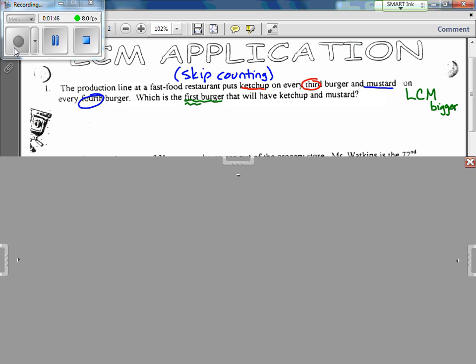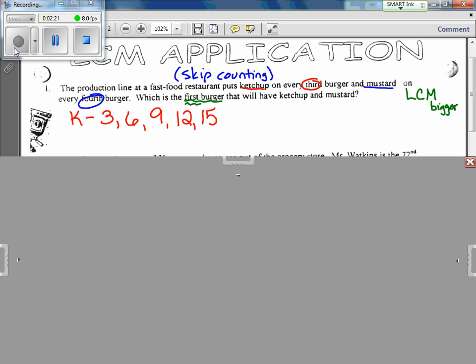So we're going to start with our burgers that have ketchup. It said they're on every third burger. Well, it wouldn't make sense to get smaller, because the second burger, the first burger, doesn't have anything on it according to our story. It starts with the third, so our numbers have to get bigger. So the third burger has ketchup. Well, then that means that the sixth burger is going to have ketchup. The ninth burger is going to have ketchup because we're skip counting by threes: 3, 6, 9, 12, 15, and so forth.